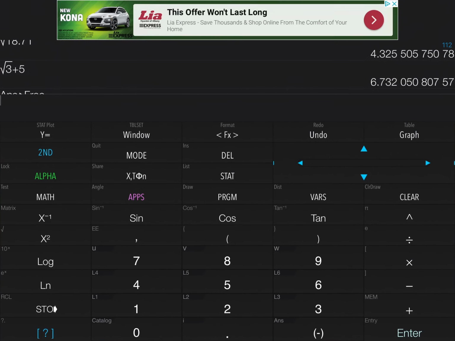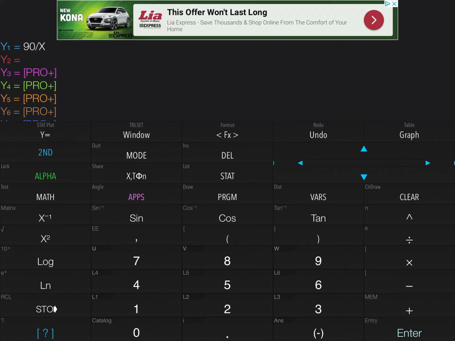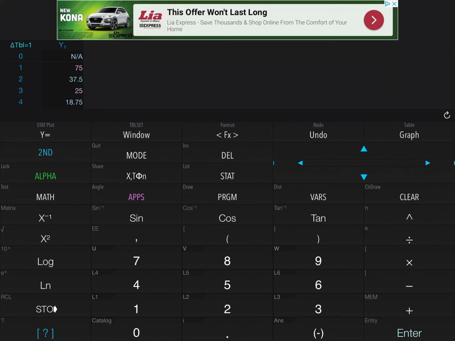Well, I need to find the factors. So I'm going to go to y equals. I have something in here, so I'm going to clear it out. 75 divided by x. Once you've punched that in, you can hit second graph, and it's going to give us all the factors of 75.